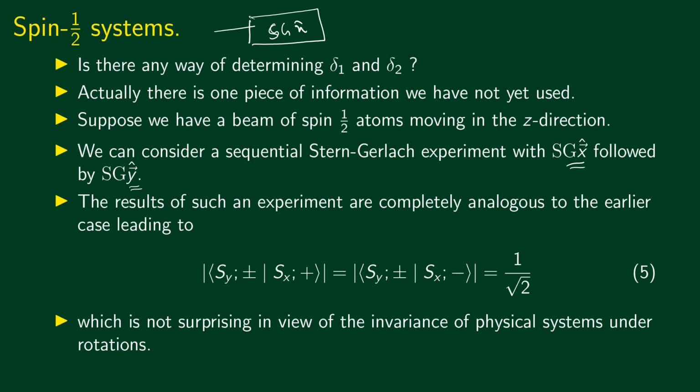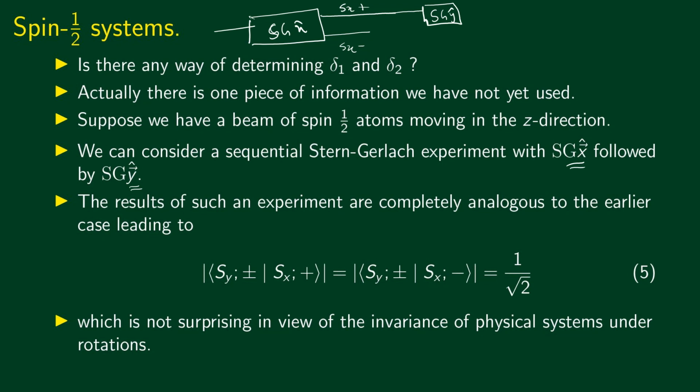We know that there will be two outputs, plus h bar by 2 and minus h bar by 2. So there are two outputs, one set of beams characterized by Sx plus and another set characterized by Sx minus. What I do next is use two more Stern-Gerlach apparatus, this time SG y hat, and I feed the Sx plus beam into an SG y hat apparatus.